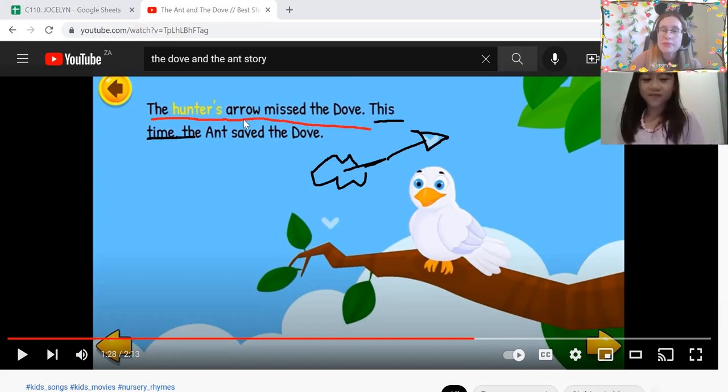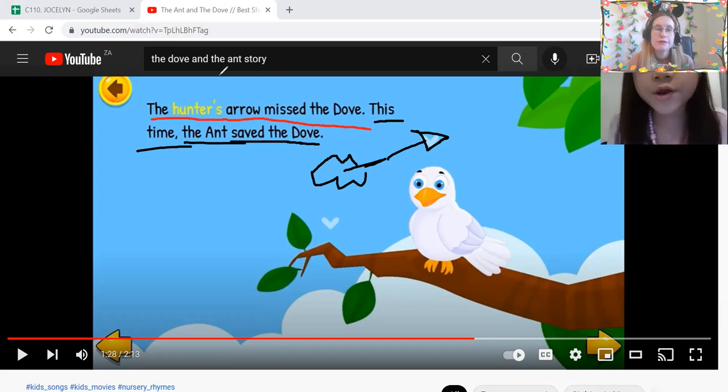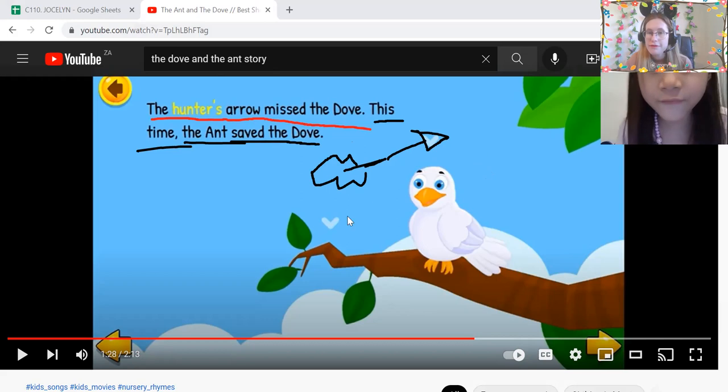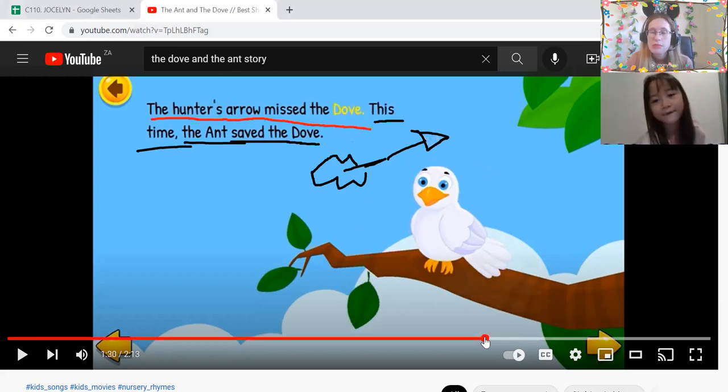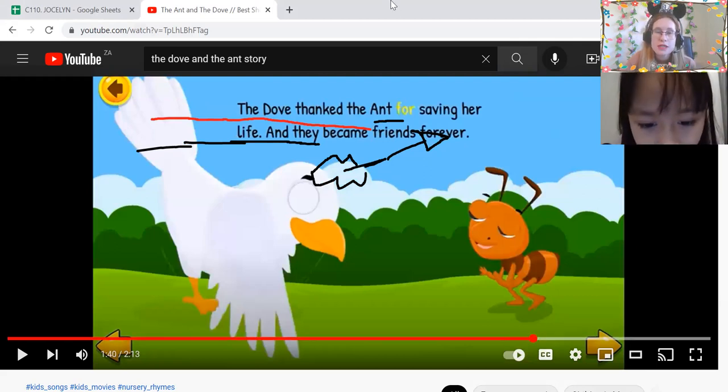This time. This time, the ant. The ant saved the dove. Saved the dove. Dove. Yeah. Dove. Good job. Now. Much better. Good job. So I hope you can practice.